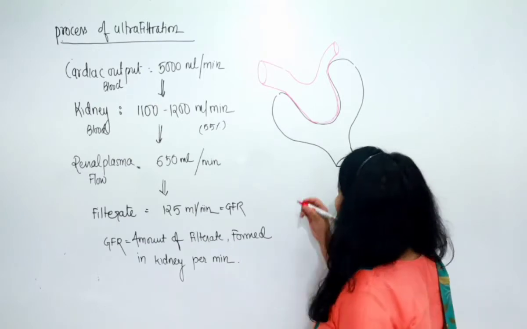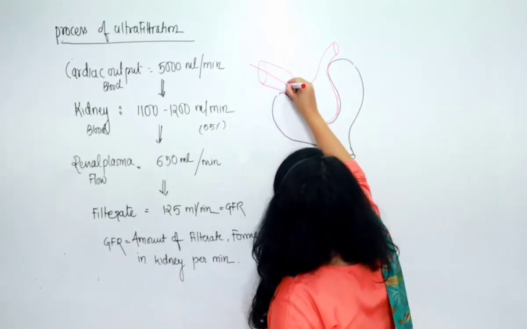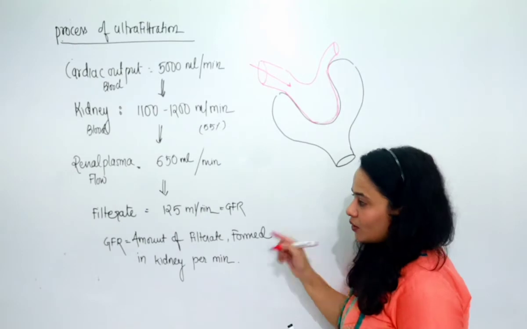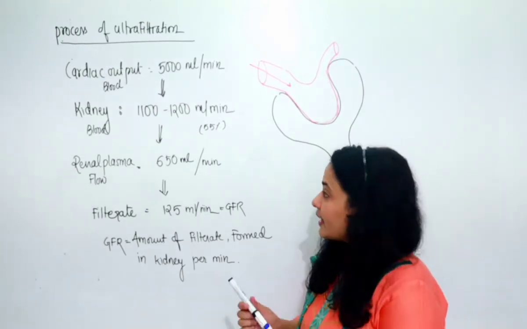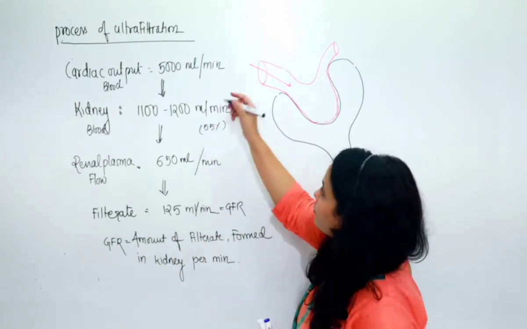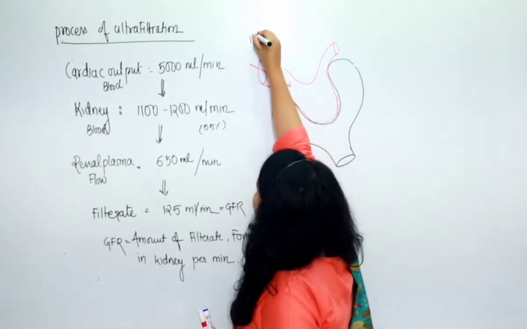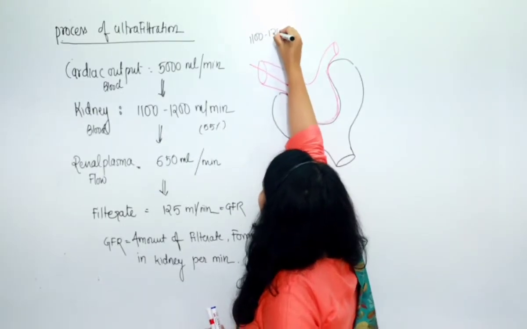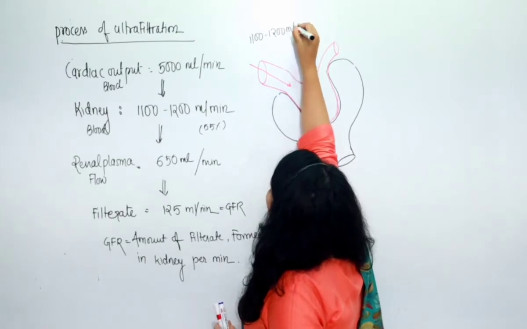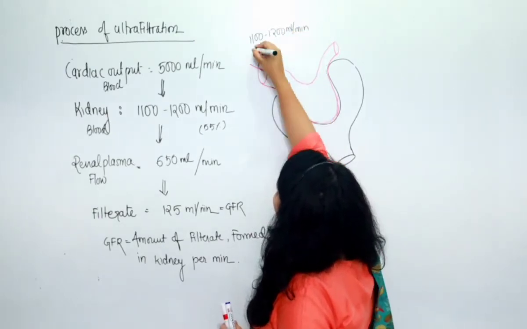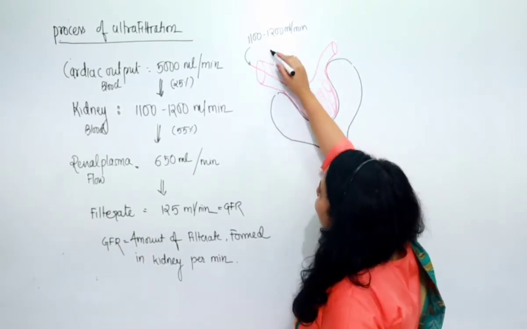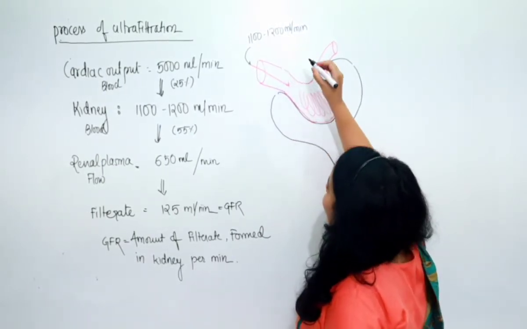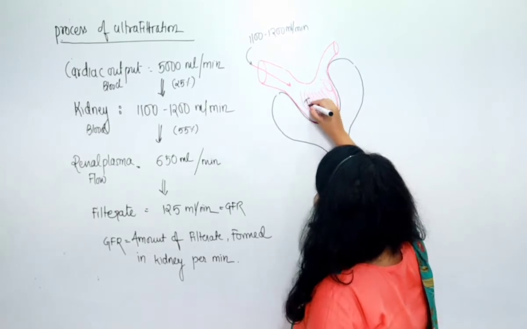Now what happens from here? The blood enters. How much blood is entering over here? The amount of blood that is entering is 1100 to 1200 ml. So I write 1100 to 1200 ml of blood is entering per minute. I would say like this. So this much blood is entering, and here it is getting filtered.